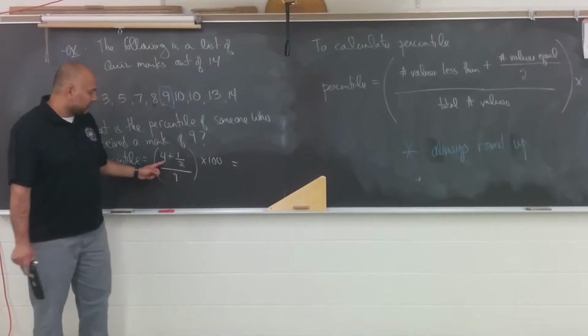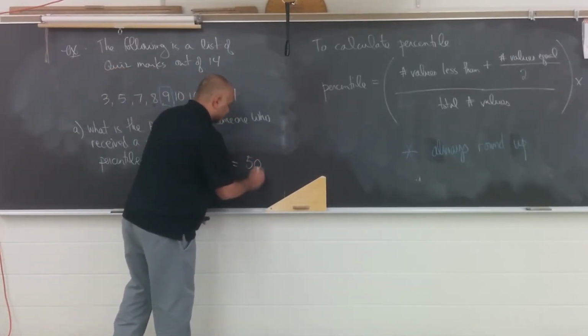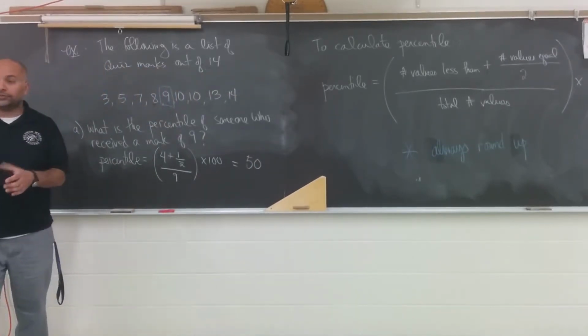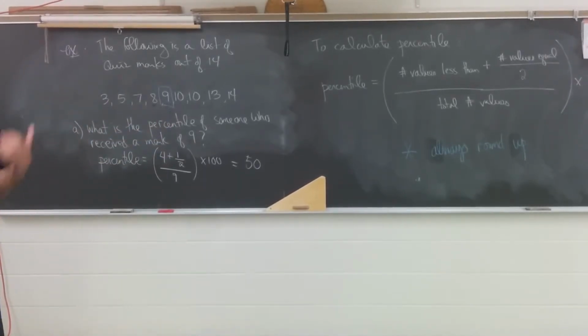When you do all this, 4 plus 1/2 divided by 9 times 100, you get 50 exactly. There's no rounding there. Even though the formula says round up, there is no rounding because there's no decimal involved. If it's a whole number, you leave it. You're done. That is your percentile rank.